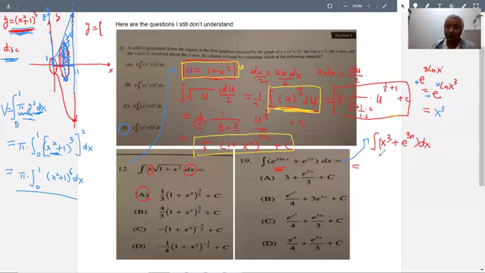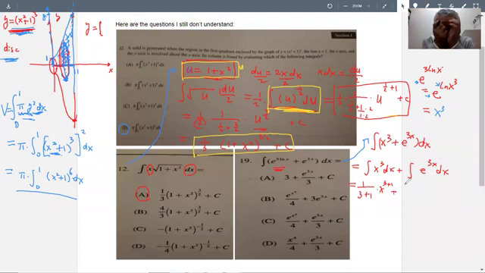So from here, you can split them into the integral of x cubed dx plus the integral of e^(3x) dx. And then from here, you can use the power rule. So 1 over 3 plus 1, x to the 3 plus 1, like this, right? And then this one now.